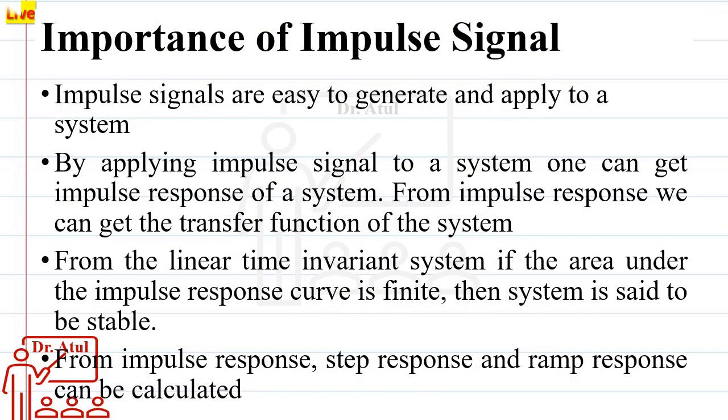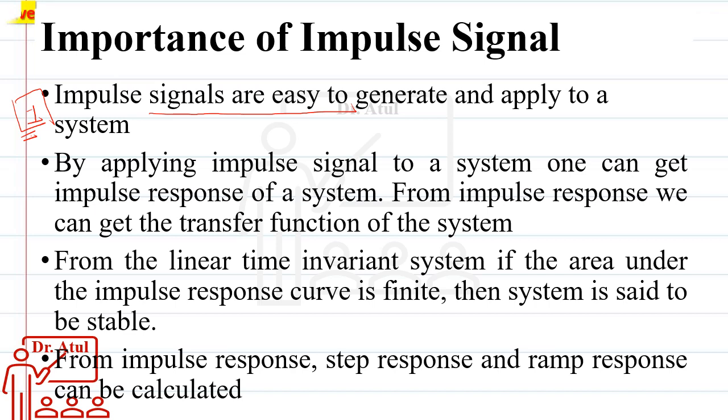Now I told you that I will discuss the importance of the impulse signal. The first importance of impulse signals is that they are very easy to generate. They can be generated easily, and they can be applied to the system easily. It is very easy to generate impulse trains in the signal generators.